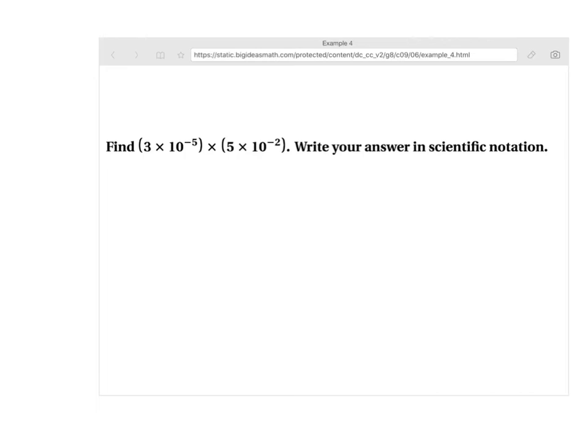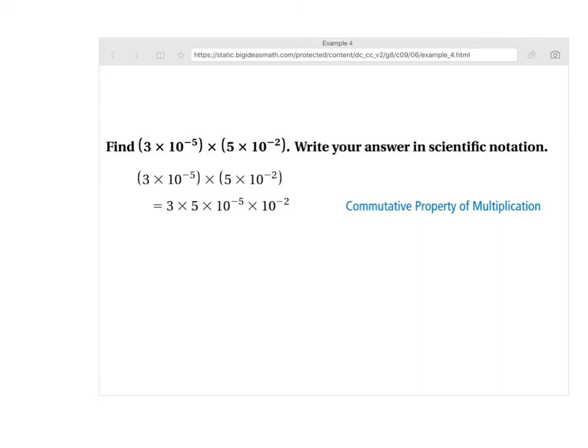So we're going to find the answer to 3 times 10 to the negative 5th times 5 times 10 to the negative 2. So the first thing you do is, since everything in here is multiplication, you're going to separate out the coefficients, the 3 and the 5, from the two bases of 10. So I'm just rearranging essentially, and I'm going to move my 3 and my 5 on the left-hand side of my total equation, and then the 10s with their exponents on the right-hand side of the equation. And then I'm going to re-parenthesize these.